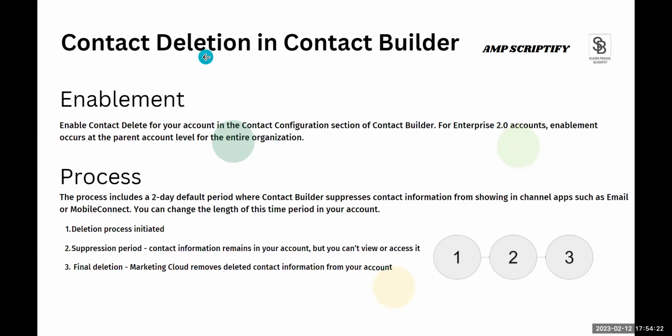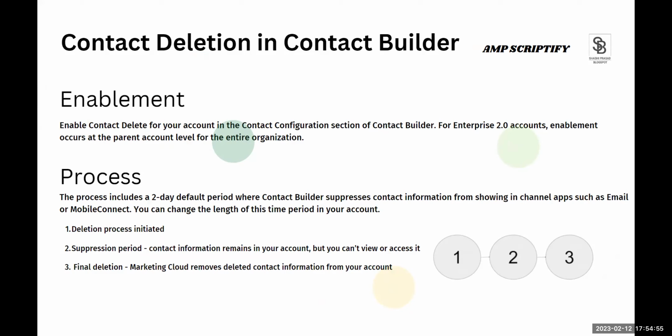So for data deletion, one of the most important concepts is to understand the suppression part. Enabling, we said, is in the parent business unit, and there we have to enable it. That is well said. But you have to understand the process. By default, the suppression period is set to 2 days. And if you want to increase the performance of the whole deletion process, the suppression period has to be taken to 0.